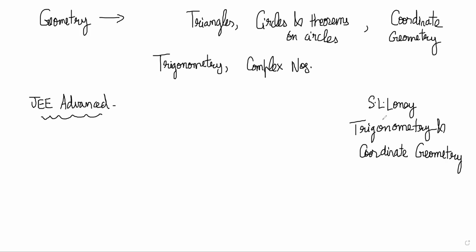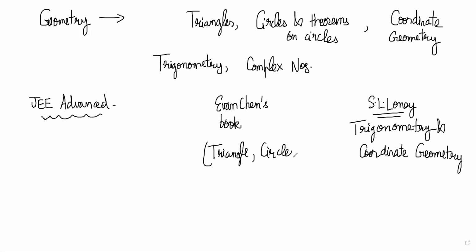And I would say for the pure geometry part, Evan Chen's book, you can do only a few chapters. You can do the chapter on triangles. You can try the chapter on circles. You don't have to do the whole book. You need to do a few chapters from Evan Chen's book for the pure geometry part.